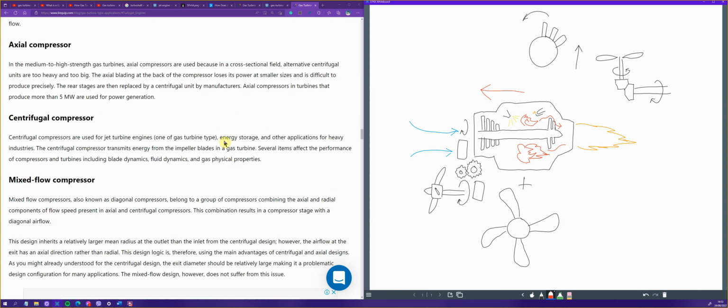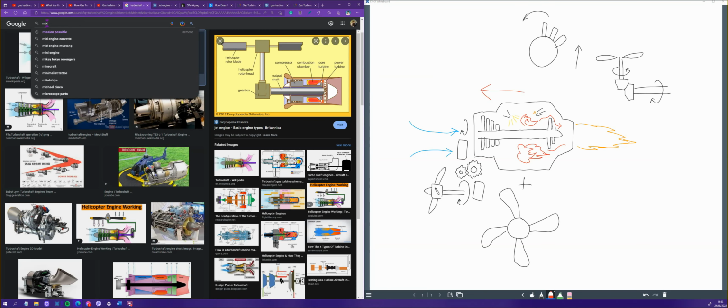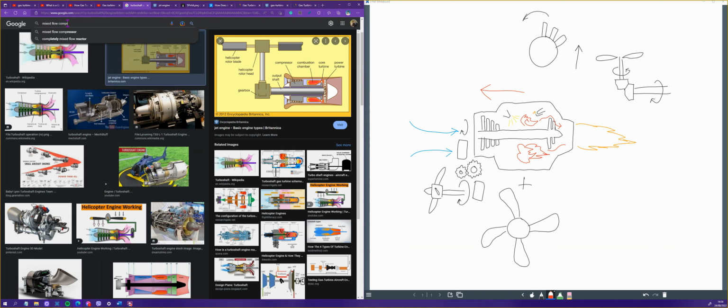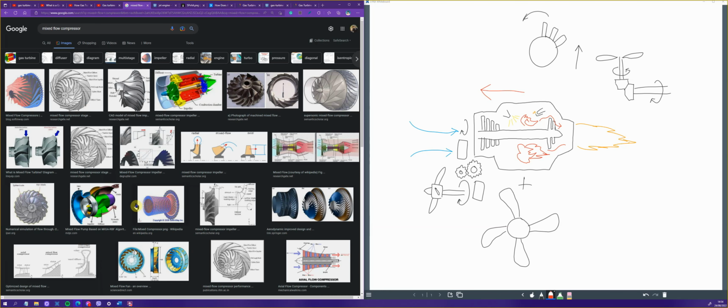Ito naman yung ating mixed flow. This is a combination. Gamit ito diagonal airflow. We don't have to get into too much detail. Naka-slant nga siya. Sige, hanap tayo ng mixed flow compressor para meron tayong picture. Ayan.